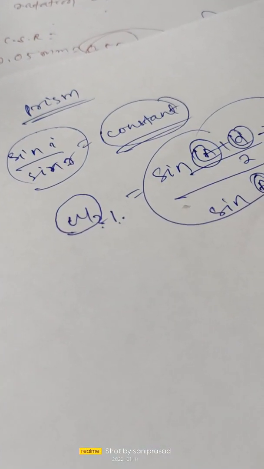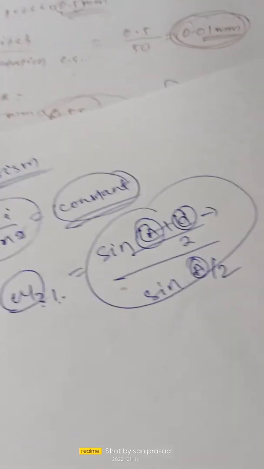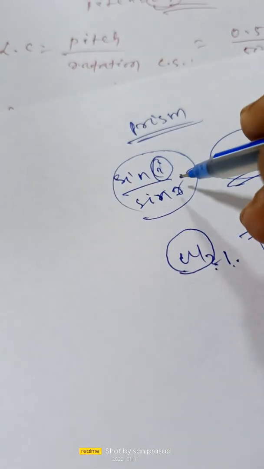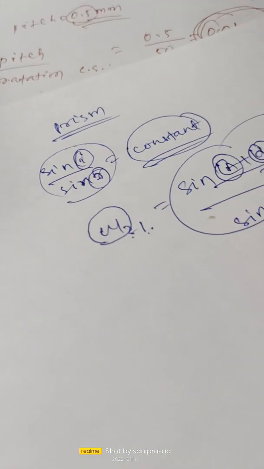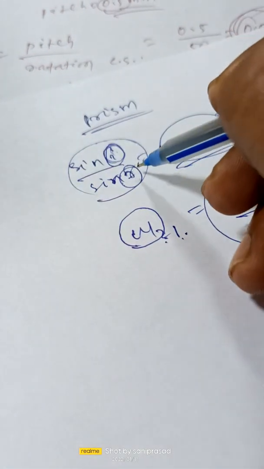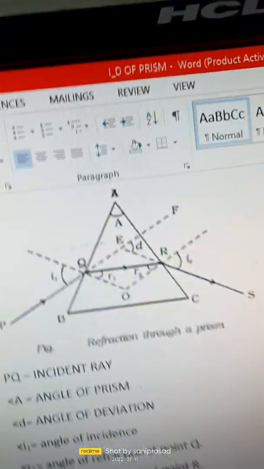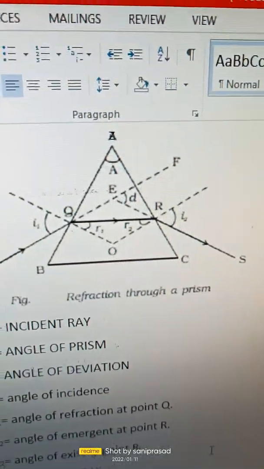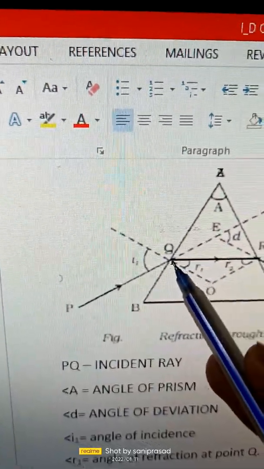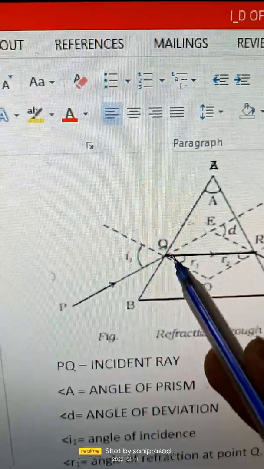Okay, so look at this prism. If you want to derive it, first we find the i and r values, then we can find the refractive index formula of a prism. So we have to find the i and r values. Look at this picture and look, this is a triangle, EQR. Okay, this is a triangle.